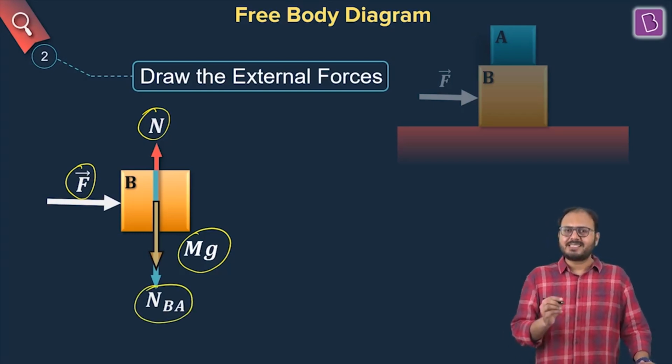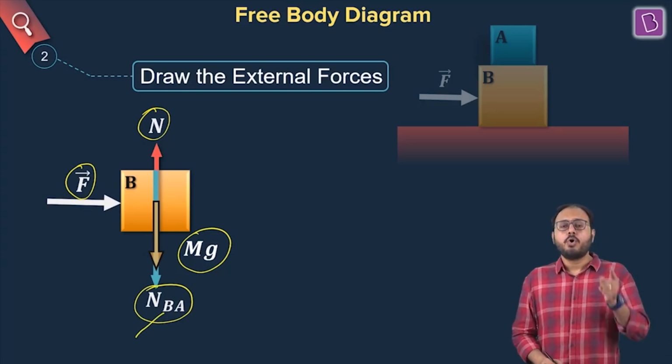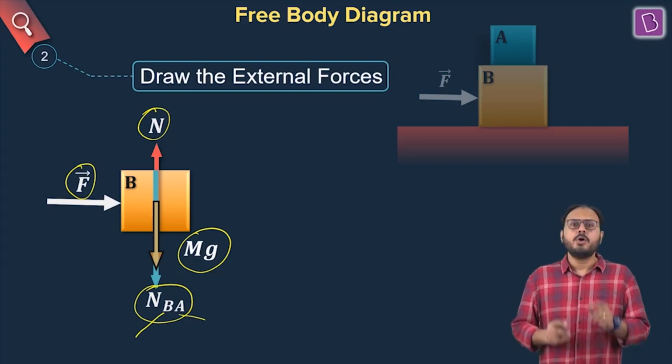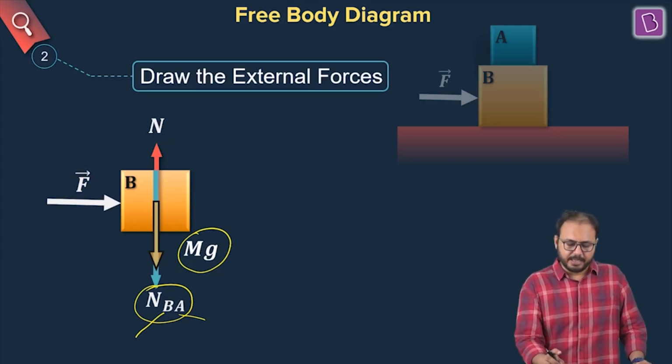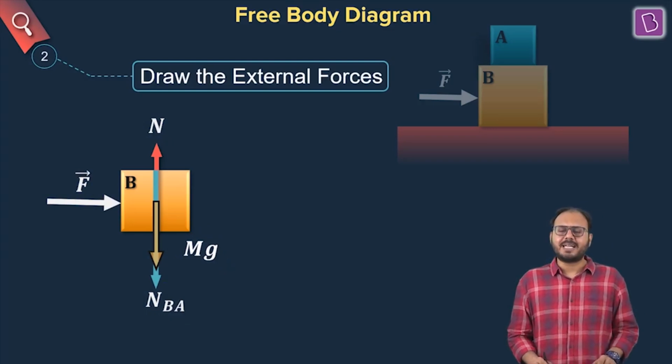I told you, in the subscript, if there are two letters, what does the first letter stand for? Who is the force acting on? And what does the second letter stand for? Who is exerting this force? Right? So look at this diagram again. There are 4 external forces acting on B.